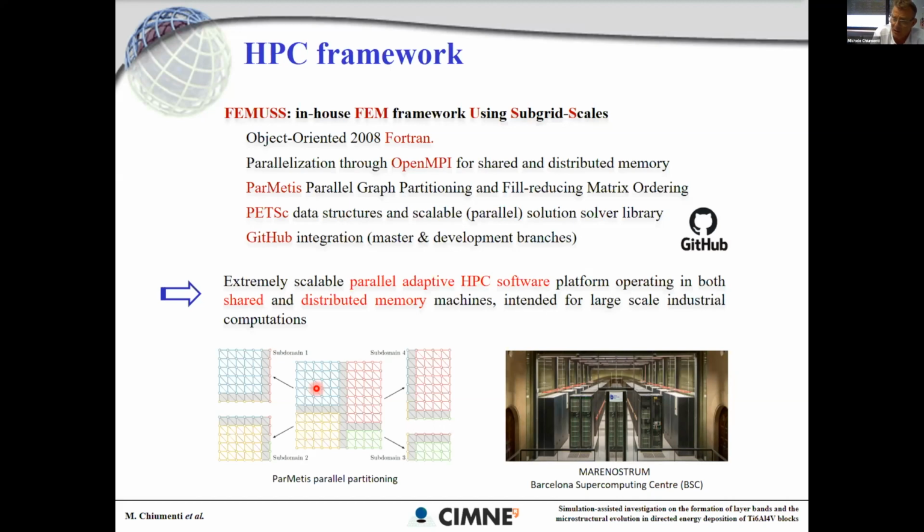It is an object-oriented Fortran tool, which uses OpenMPI for the parallelization, in both shared and distributed memory. Typically, we use it in distributed memory in large clusters. We have different classes of solvers, and we are using GitLab for the integration. Okay, so at the end of the day, we have a very powerful parallel adaptive framework, which can be used for this kind of really complex analysis.